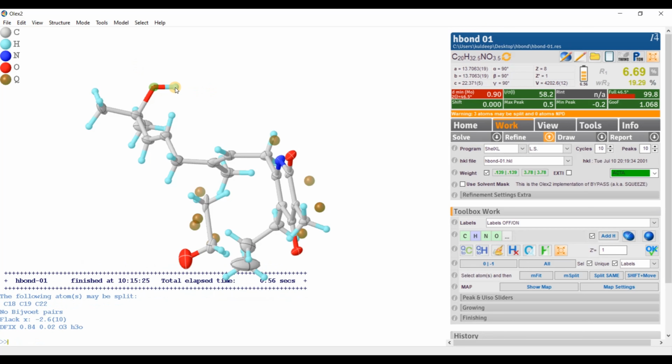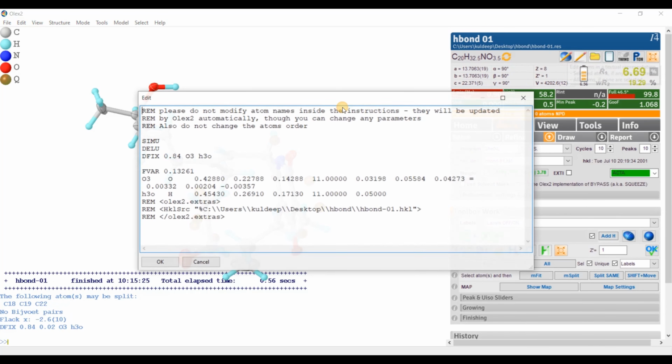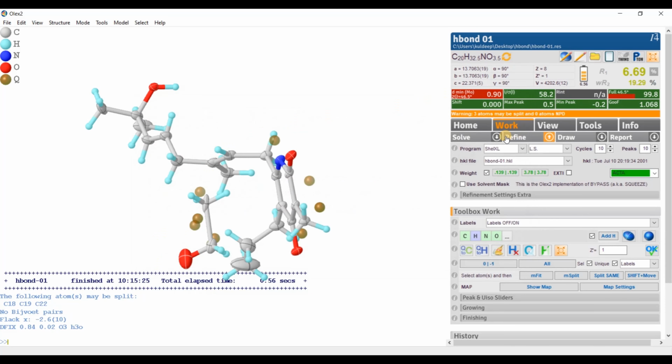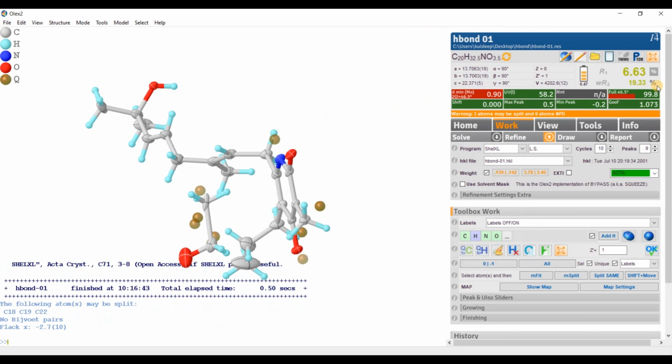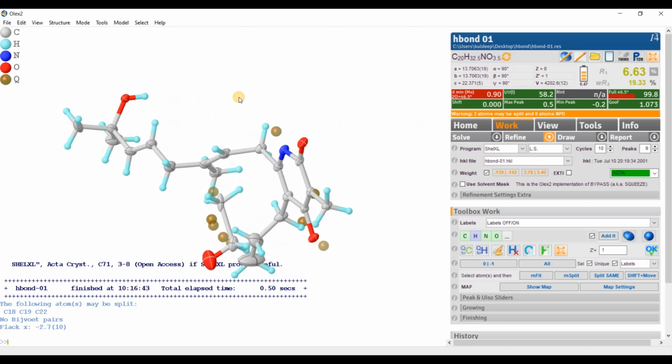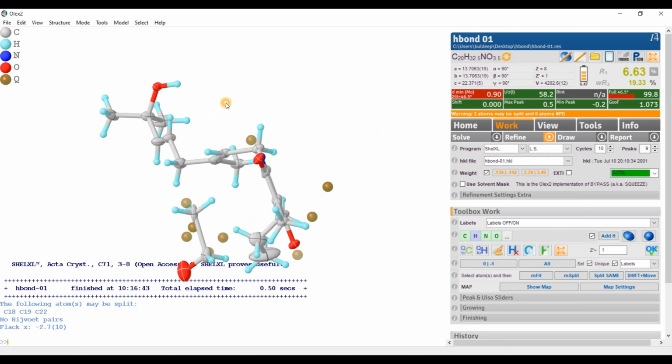And now if I select these two atoms, and the DFIX is here, this H3O hydrogen atom is placed below the oxygen atom, and now change this to minus 1.2. Okay, now let's refine first. Now the R factor has dropped to 6.63, and there is a hydrogen on this oxygen atom.